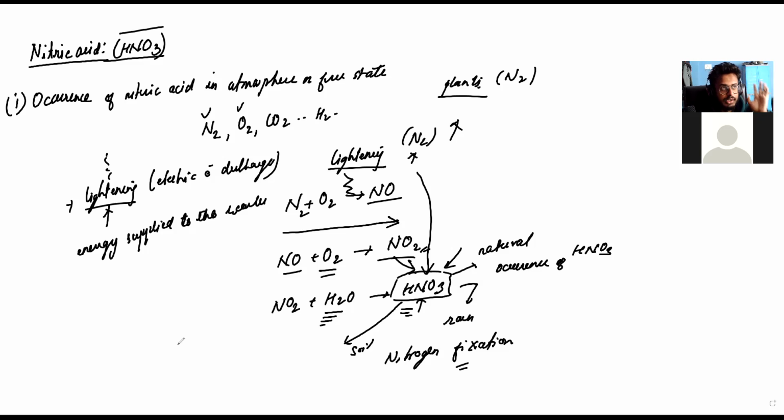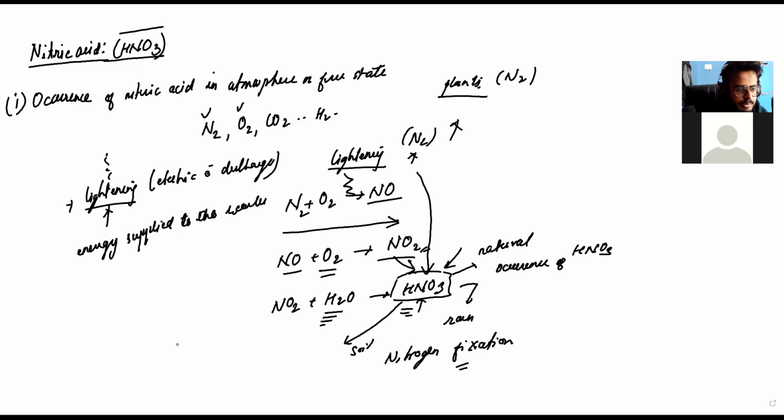Nitric acid is formed when, during lightning, nitrogen reacts with oxygen to form nitrogen oxide. Then nitrogen oxide reacts further with oxygen to form nitrogen dioxide. Then nitrogen dioxide reacts with atmospheric water vapor or water to form nitric acid. Simple as that. Okay. So this is the first part of the chapter where we study the occurrence of nitric acid.